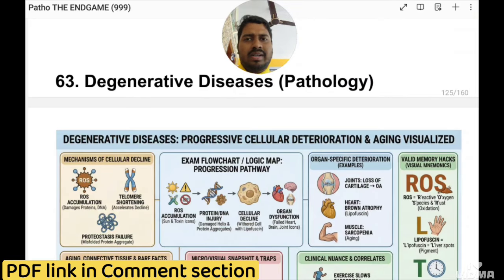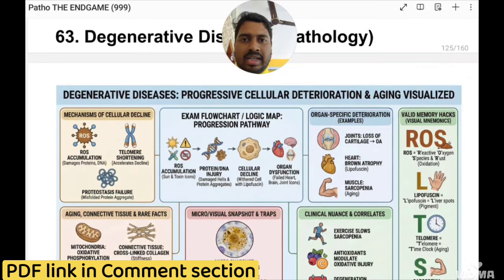A very short topic on degenerative diseases. What is the cause of degenerative diseases? The simple answer is the accumulation of reactive oxygen species. Whenever these reactive oxygen species are there, they damage protein and DNA, and cause misfolded protein aggregates. All these are various mechanisms. What is the starting phase?